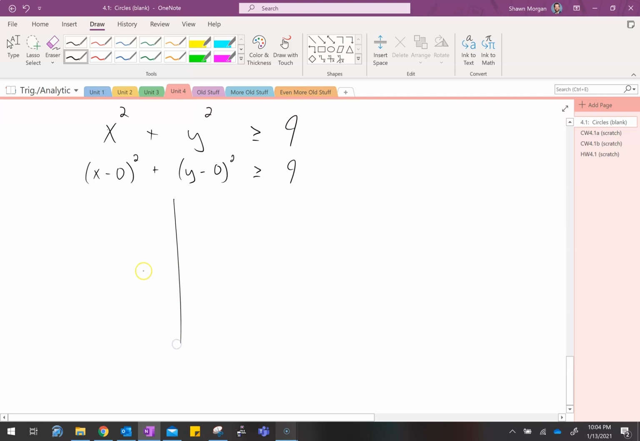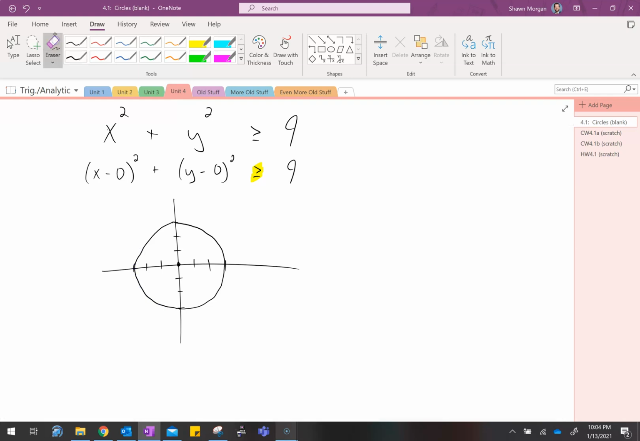So here, the center is going to be where? At the origin. And then I'm going to go 3 to the right because that 9 is my radius squared. That means the radius is 3. I'm going to go 3 left, 3 up, and 3 down. In this case, I'm going to use a solid curve because it's greater than or equal to. And again, if I get my tick marks equidistant, then my curvature will look somewhat decent.